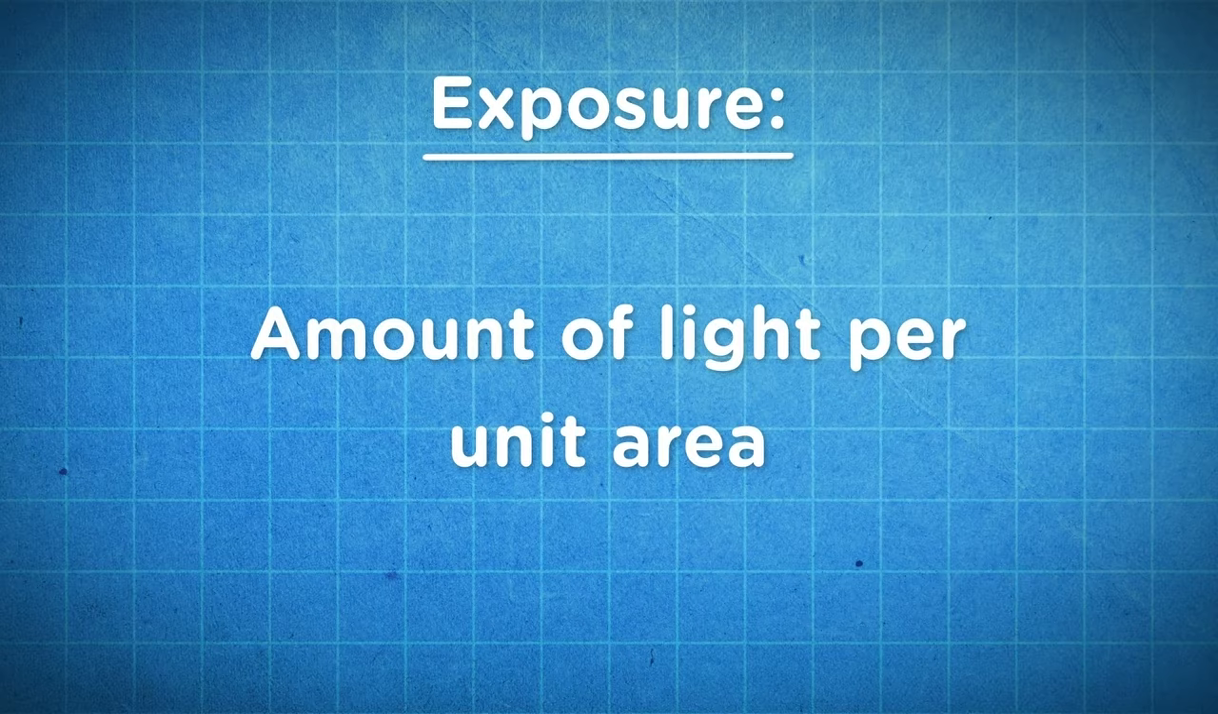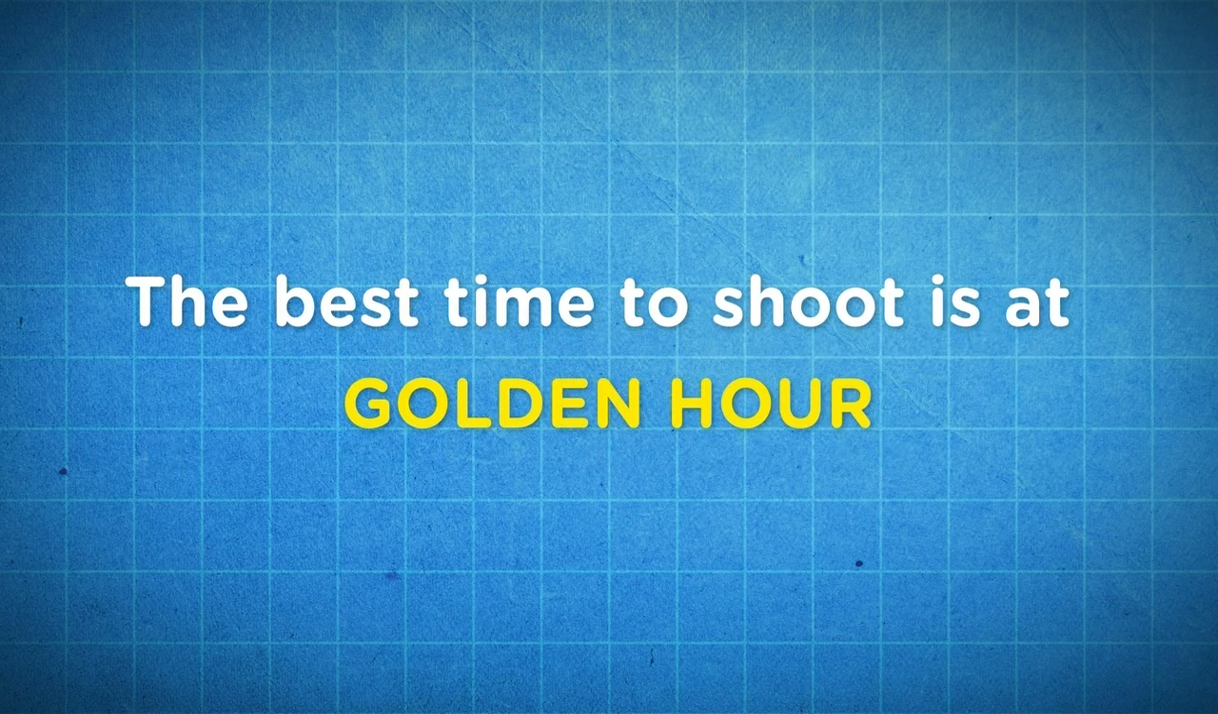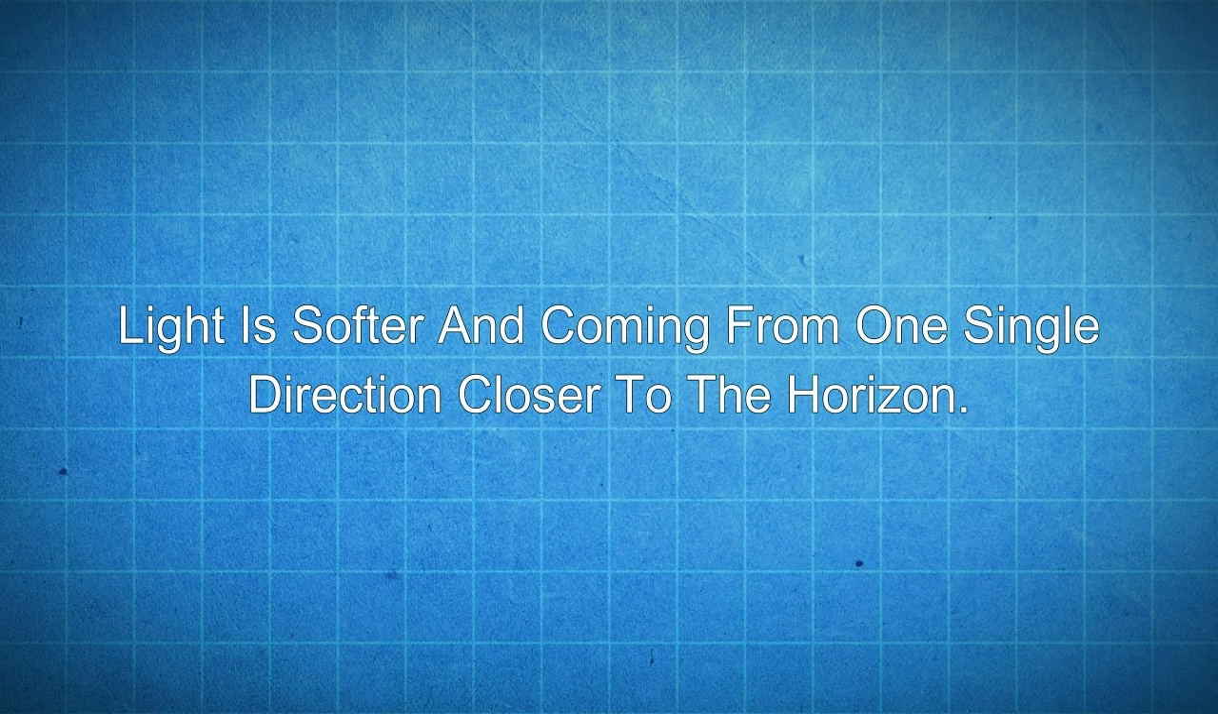Exposure is the amount of light per unit area. This is just a fancy way of saying how bright or how dark a picture is whenever you take it. The best time to shoot in almost any setting is at golden hour, which is the hour right before sunset or the hour right after sunrise. This is because the light is softer and coming from one single direction, closer to the horizon.